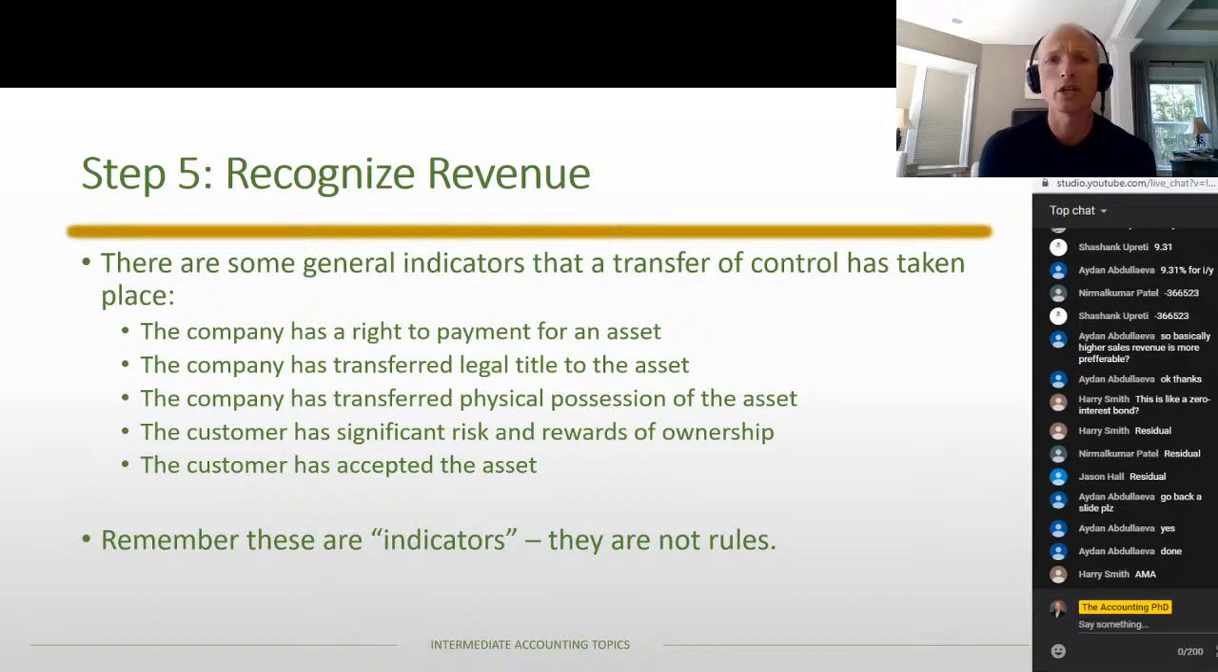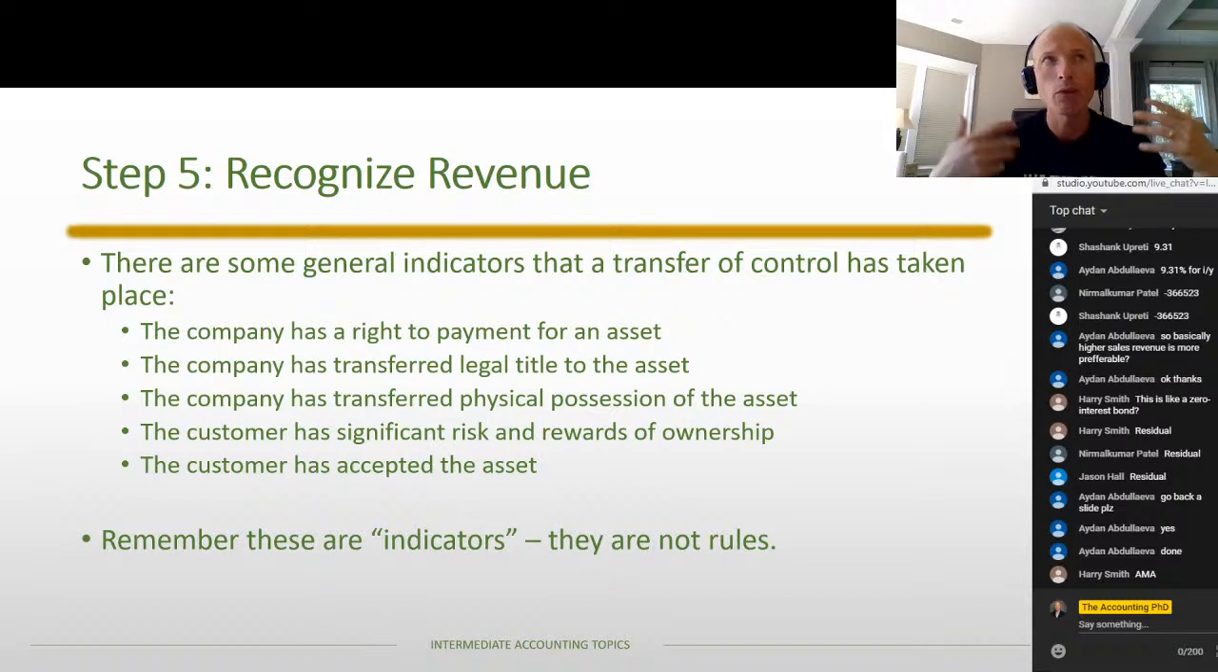What's really important to note is these 5 things are indicators. They are not rules. It's not to say you have to check all 5 boxes in order to recognize revenue. It's just to say that if these things are true, whether one or all, then it's an indication that transfer of control has taken place and you should be able to recognize revenue. Again, these are indicators, they are not rules.